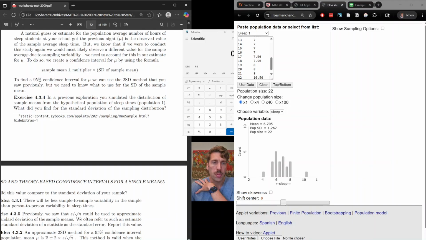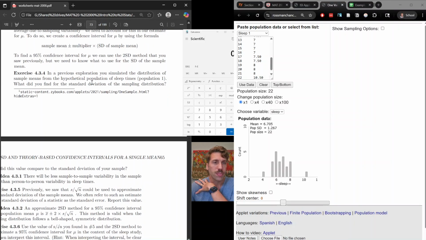So then for 95% confidence, the multiplier can be 2, as in 2 standard deviations. All right. So in a previous exploration, you simulated the distribution of sample means from this hypothetical population of sleep times. What did you find for the standard deviation of the sampling distribution? Well, if you don't remember, but you have the data, you can always redo it.